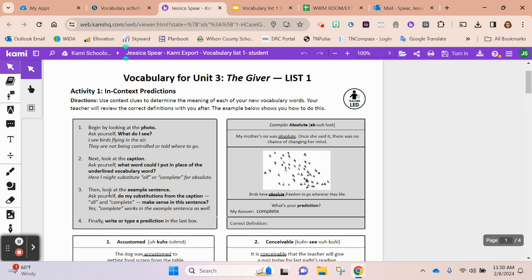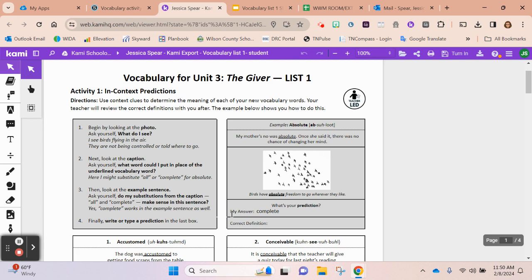Then, number 3, it says to look at the example sentence. That is right here. It says, my mother was not absolute. Once she said it, there was no chance of changing her mind. So we might be able to substitute the caption in the example sentence and decide, if I use the word all or complete, does that make sense? So if I use the word complete in place of absolute, that makes no sense. Anyway, that's not working correctly, but it's asking you down here, what is your prediction?